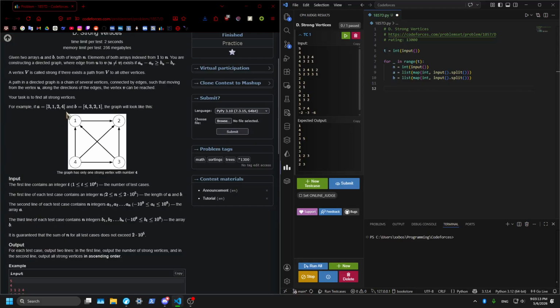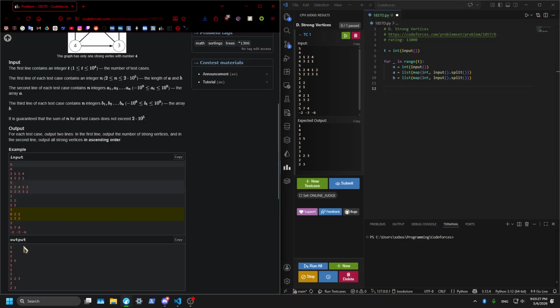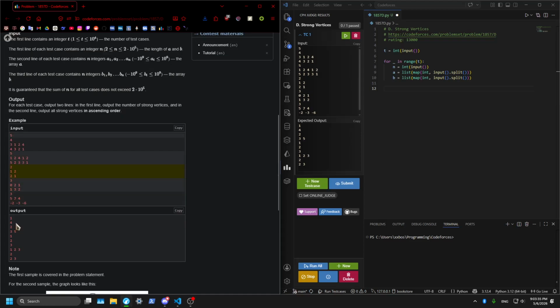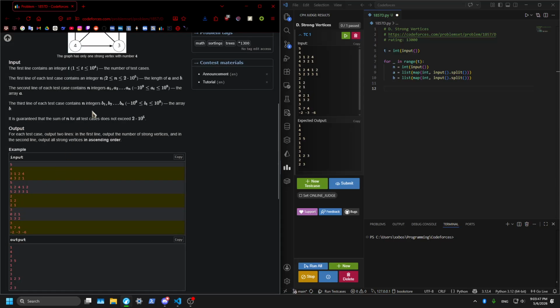Alright, what do we have to do? Find all strong vertices. A vertex is strong if there exists a path from V to all others. So in this example, where are the strong vertices? What is our output? First line, number of strong vertices, and then all strong vertices in ascending order.